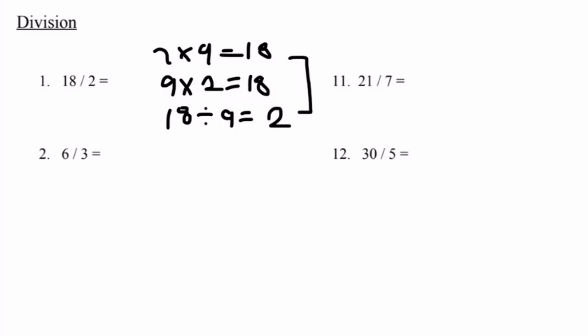Therefore, what would 18 divided by 2 be? Obviously, the answer would be 9 because 9 times 2 equals 18, and 18 divided by 9 equals 2. Therefore, 18 divided by 2 should equal 9.